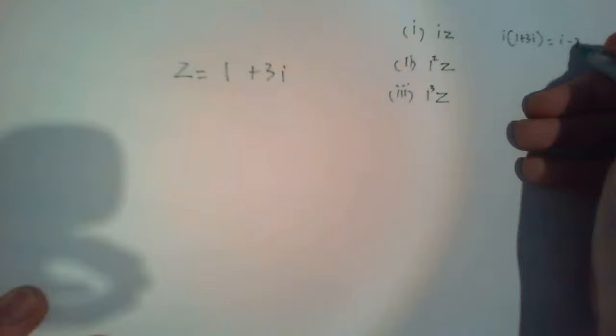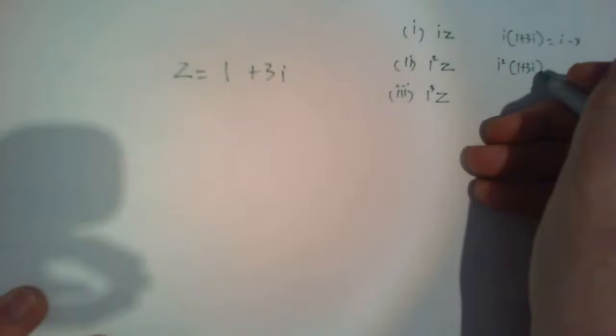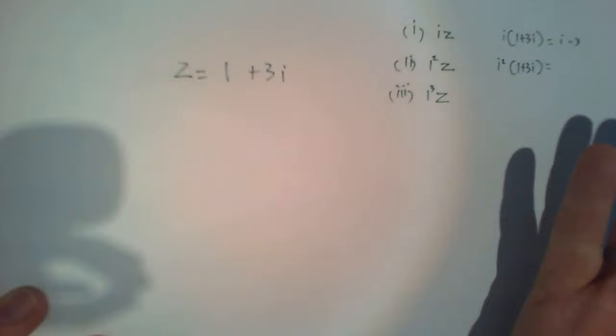So that's the first one, minus 3 plus i, whichever way you want to look at that one. Now, i squared times z. Right, let's have a look at this one. i squared, we did this in the previous class, i squared is minus 1. So that's really minus 1 times this. So we're just changing all the signs.